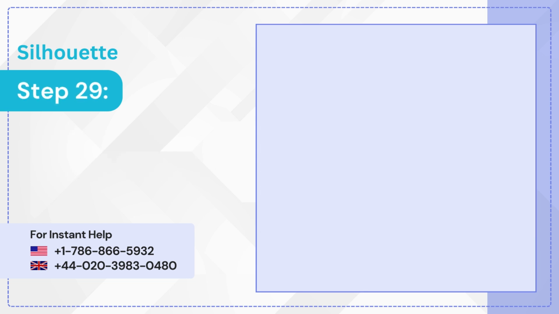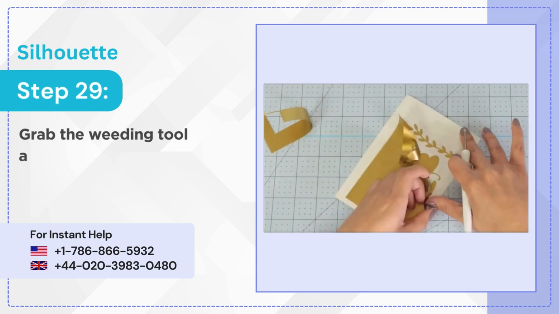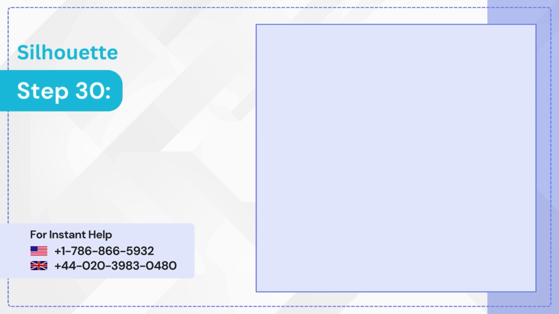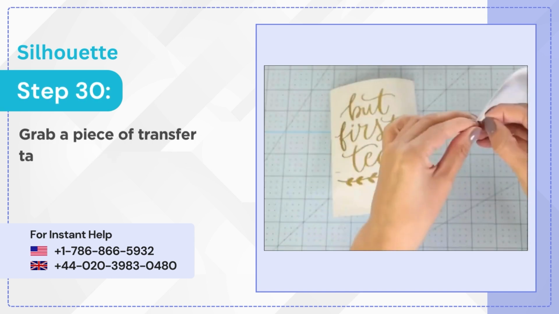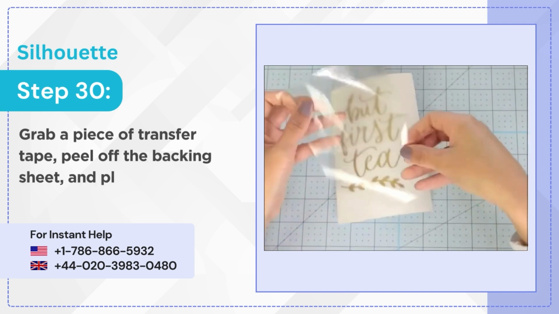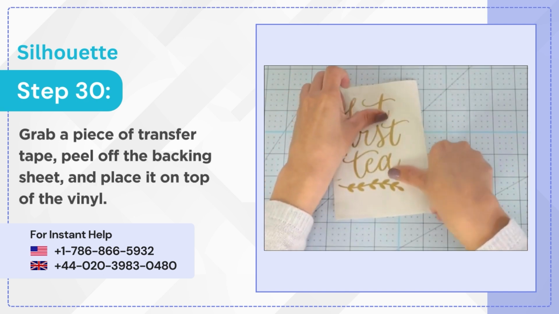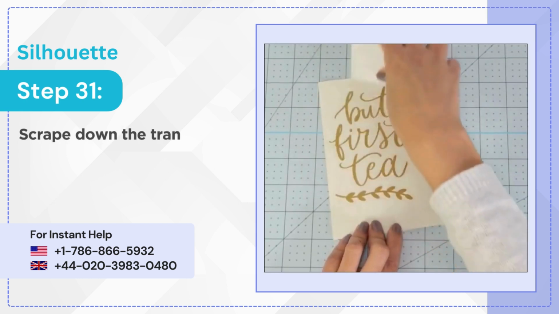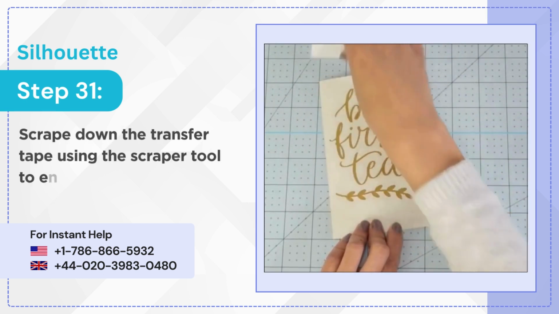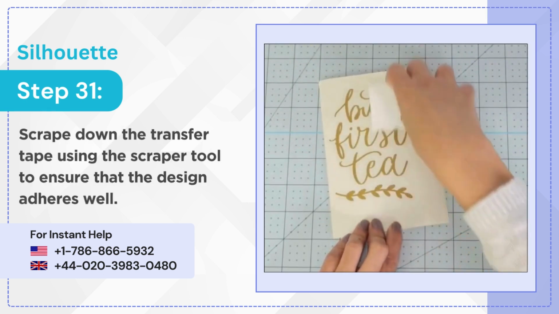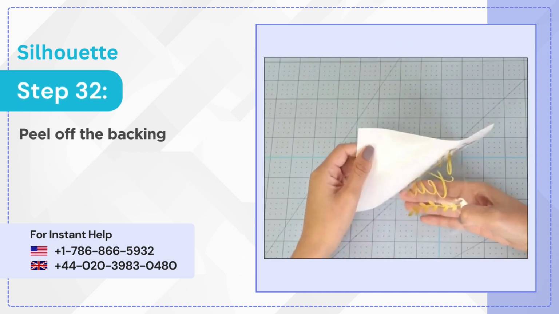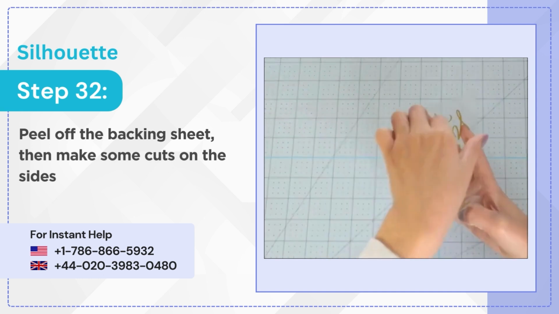Step 29. Grab the weeding tool and weed out the design. Step 30. Grab a piece of transfer tape, peel off the backing sheet and place it on top of the vinyl. Step 31. Scrape down the transfer tape using the scraper tool to ensure that the design adheres well. Step 32. Peel off the backing sheet, then make some cuts on the sides of the transfer tape.